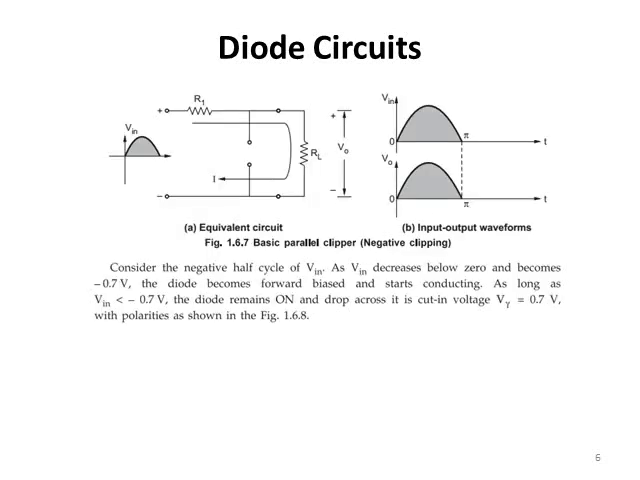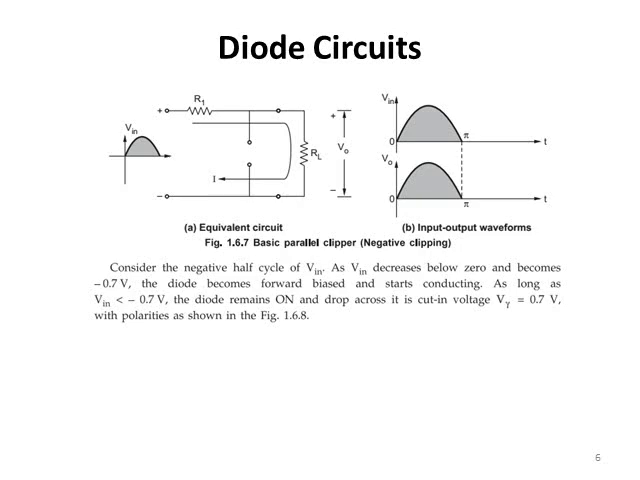So here we can see the diode is open circuit for the positive half cycle, so it will be appearing across the output. Okay. Consider the negative half cycle of Vin.